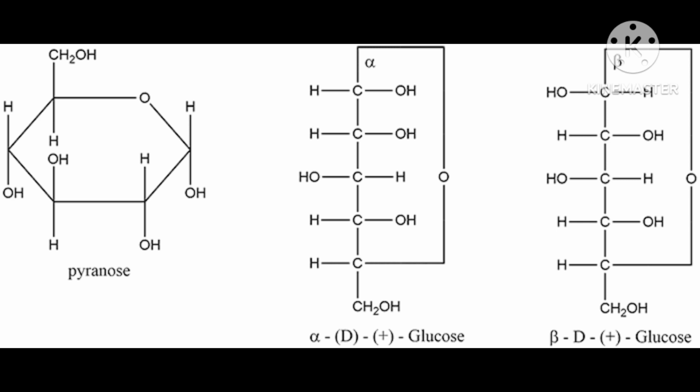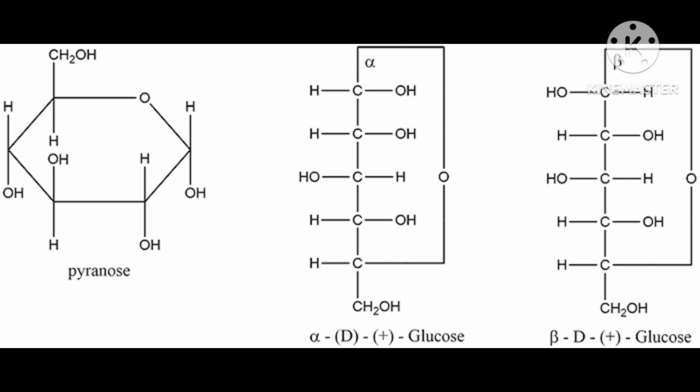This is the beta form and it is obtained by crystallization from a hot and saturated aqueous solution. Means you take a glucose solution, then you will get this from the hot and saturated aqueous solution of glucose at 371 Kelvin. Means alpha you got at 303 Kelvin. Correct?